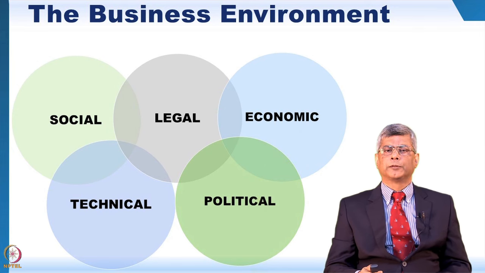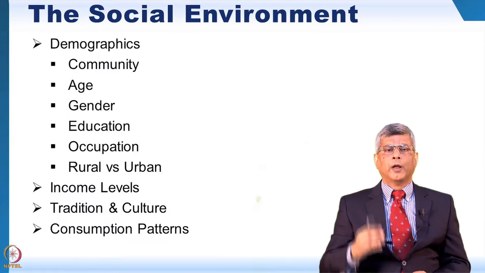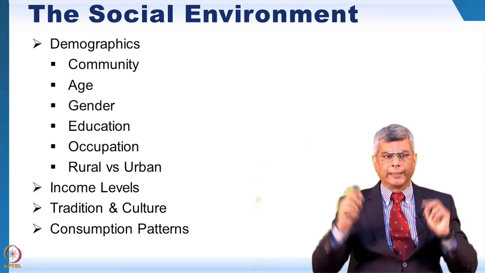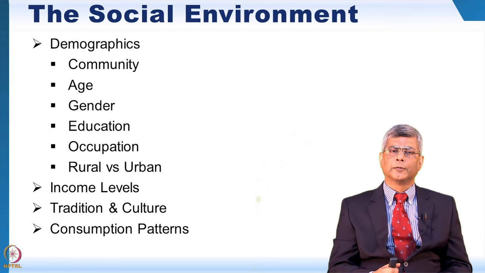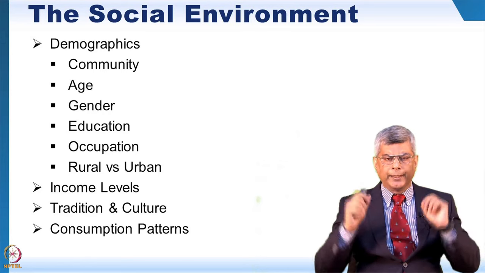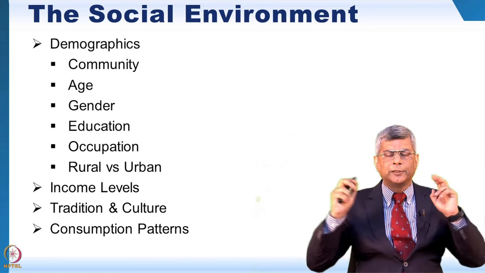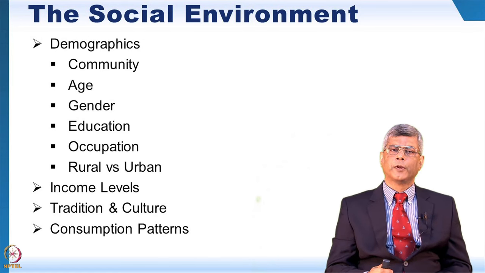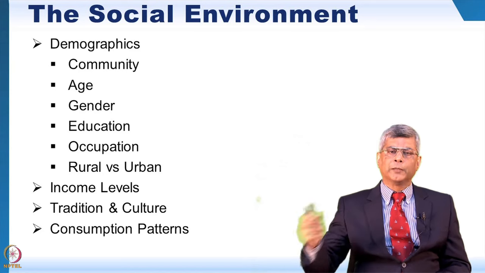Let me give you some examples. Let us start with the social environment. The first environment, socially, are the demographics that you have to be aware of in your business. Community. For example, if you're producing a Bollywood movie in Hindi, the community which you'll be addressing will be the Hindi-speaking community. But if you're writing a Bengali novel or producing a Bengali movie, you have to be aware of the Bengali community.